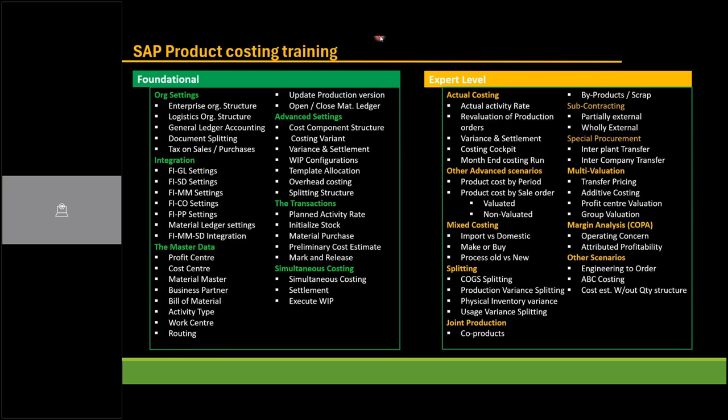Then there is another set which comes under the expert level, where we will be doing actual costing. In actual costing, we will cover actual activity rate, why we have to do the revaluation of production orders, variance and settlement, costing cockpit, month end costing run. Then we will touch base on other methods of product costing like product cost by period, product cost by sales order.